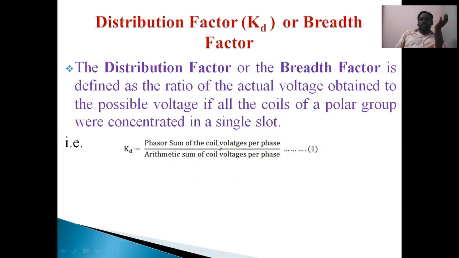That's why the distribution factor involves the phasor sum of the coil voltage per phase. In distributed winding, the coils are distributed throughout the slots, so there is a phase difference. That's why the phasor sum of the coil voltages gives the coil voltage per phase.